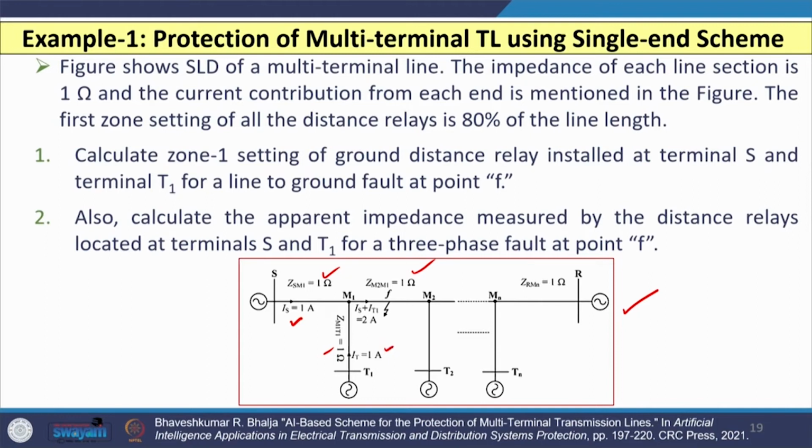In this case we need to calculate the zone 1 setting of the ground distance relay installed at terminal S and terminal T1 for a line to ground fault that is going to occur at this point. So, if the fault occurs here, what is the zone 1 setting of the relay located here and the relay located at the T1 terminal? And second, we also need to calculate the apparent impedance measured by the distance relay at the same terminals S and T1, both for a 3 phase fault at F. In part A, a single line to ground fault occurs, and in part B, a 3 phase fault occurs.